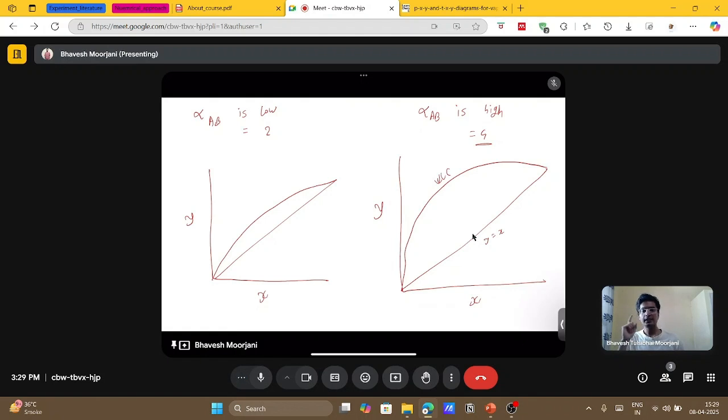So how does it help us as a chemical engineer? You must have studied the McCabe-Thiele method, where you compute the number of distillation stages for a given component.